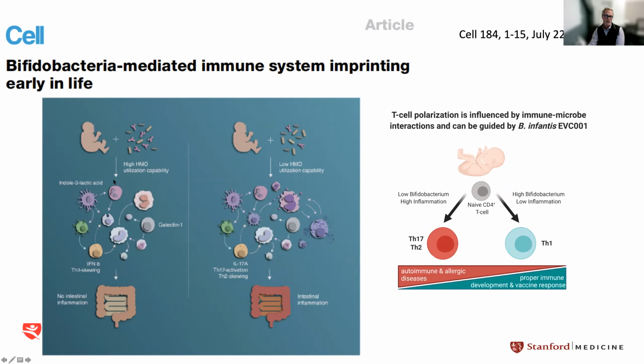And they narrowed it down to a few candidates, including indole-3 lactic acid, which is a metabolite of tryptophan, and galectin-1. And what they found was that when you had high HMO utilization and byproducts versus low, you ended up with a very Th1 T cell subset that was associated with low inflammation and immune tolerance. Conversely, if you had low bifidobacterium and low HMO utilization, you had T cell polarization towards the T helper 17 and 2 subsets, which favors autoimmune and allergic diseases.